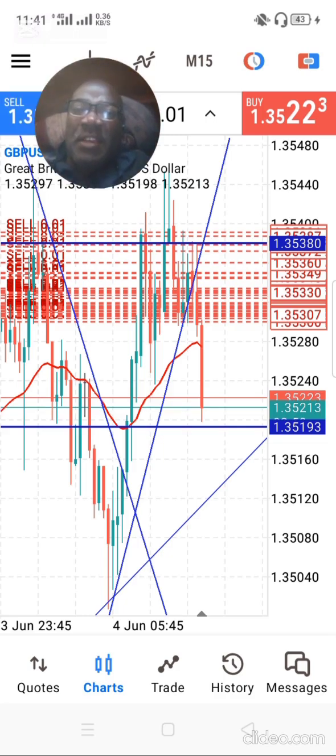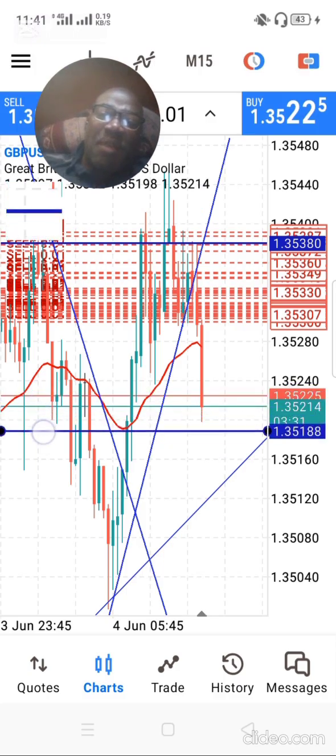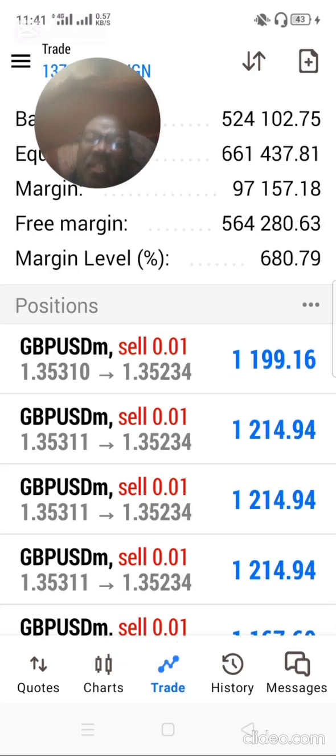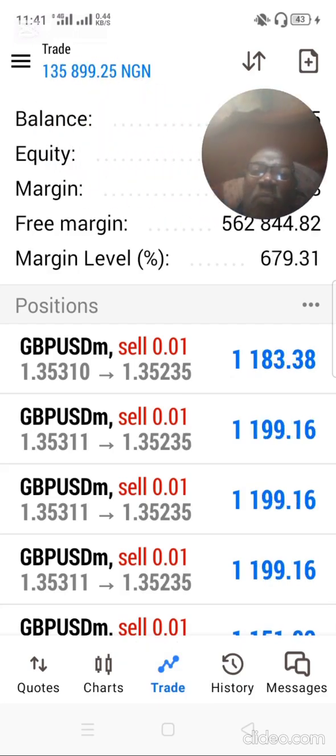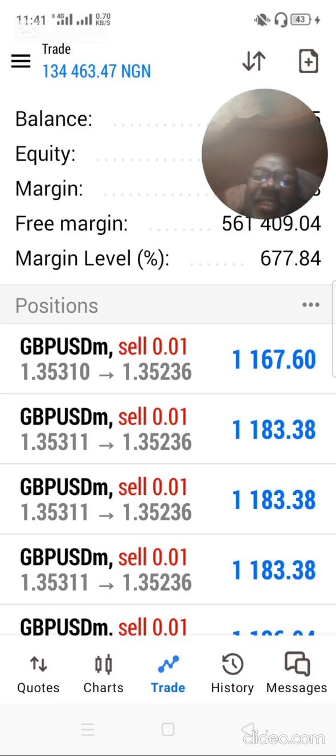Ladies and gentlemen, those of you watching now, you can see I can close this trade and assume it's take profit. It almost got to where I set my take profit. Remember, I said when the price gets to this horizontal level, I'm going to take my profit, right? That was where I set it. Now, if I take profit now, I'm still at profit. Let me see. That is approximately 138,000 naira.